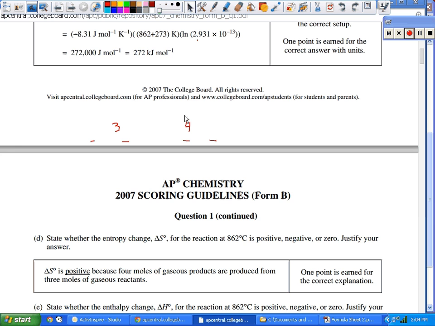Here's what I would say. I would say you're taking a solid and you're converting it into 4 moles of gas. Talk about the solid. If you ever have solids or liquids, use those. But their example is fine as well.